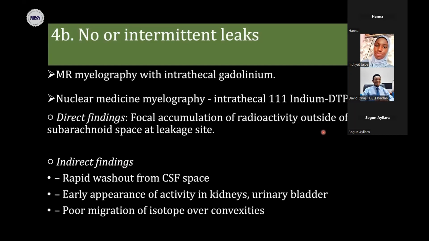So what happens if you have intermittent leaks? You want to do an MRI with intrathecal gadolinium. This is not FDA approved because of some neurotoxicities, but it stays within the neural axis for up to 96 hours.